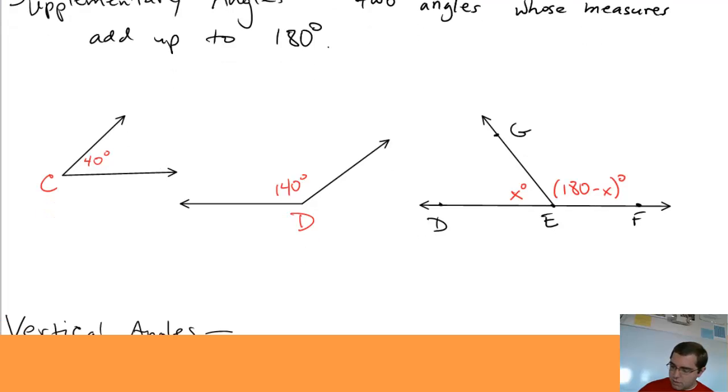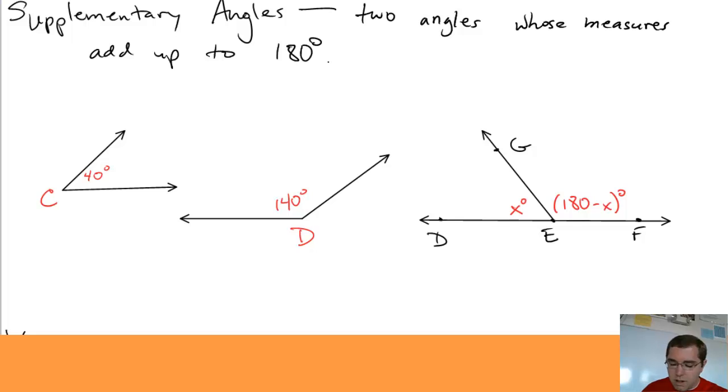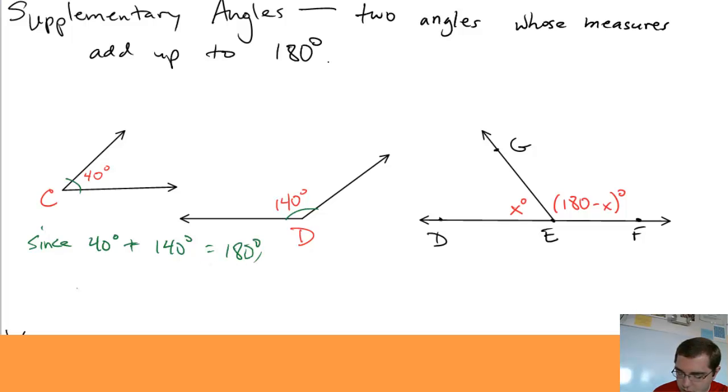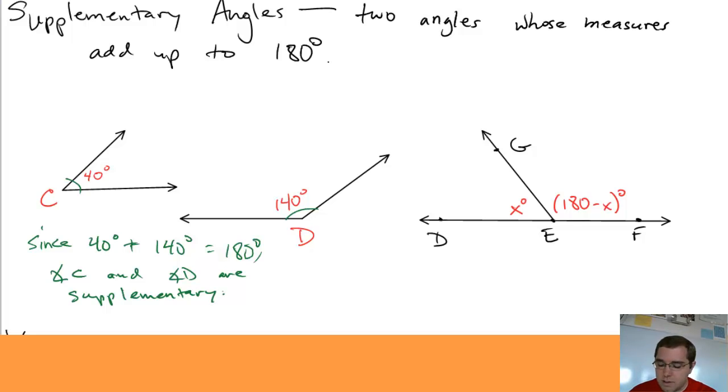In this first picture, angle C, which is 40 degrees, and angle D, which is 140 degrees, since 40 degrees plus 140 degrees equals 180 degrees, angle C and angle D are supplementary. They add up to 180 degrees, so they are supplementary.